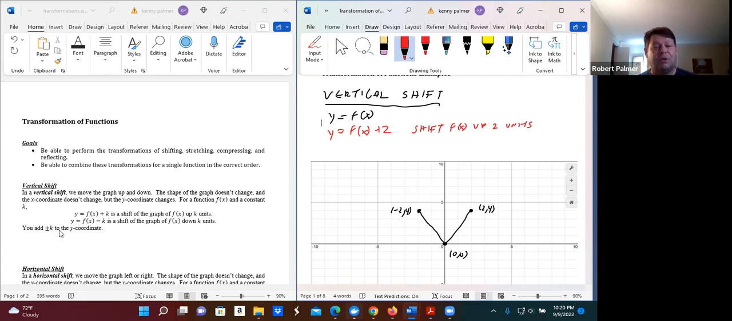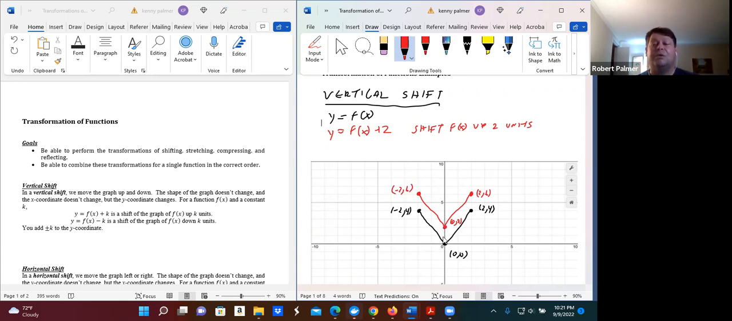So once again, for our points, the x coordinate is not going to change, but the y coordinate will change. We're going to shift each y coordinate up 2 units. So point 0, 0 will now go to 0, 2. The point 2, 4 will now go to 2, 6. And the point negative 2, 4 will go to negative 2, 6. And so that is our new graph. So this is 0, 2. This is 2, 6. And this is negative 2, 6.